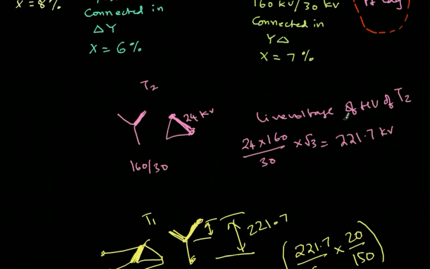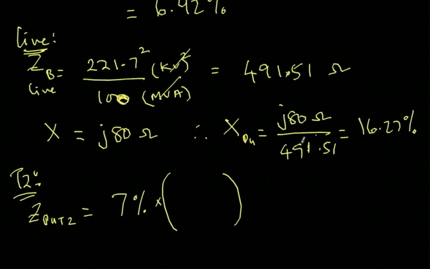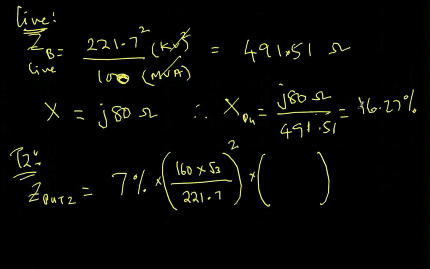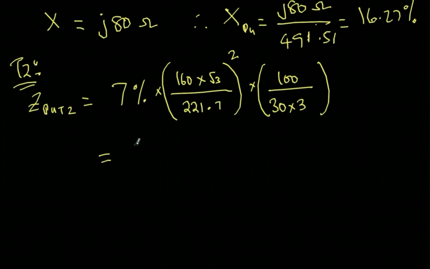So let me do the calculation for T2. The impedance in per unit for transformer T2 is, originally, 7%. Now the voltage: 160 kV per phase into root 3 will be the line voltage, because the primary side is star connection, I have to multiply by root 3. Whereas my base is 221.7, so these two are not equal actually. This is squared, and then multiplied by S base, so I have to use the system base, that is 100 MVA, whereas 30 into 3 is for the 3 single phase transformers. So this is my entire calculation for the per unit impedance of the second transformer.